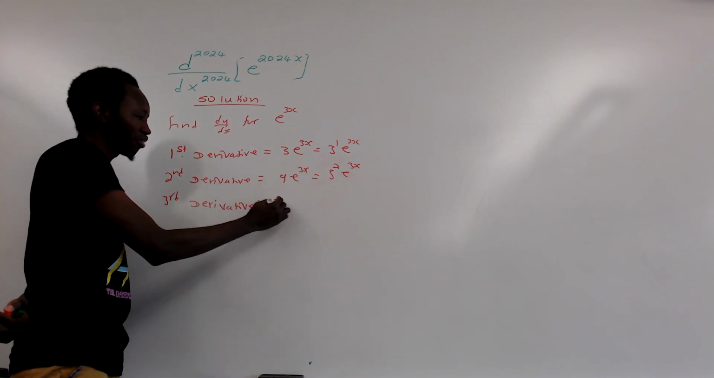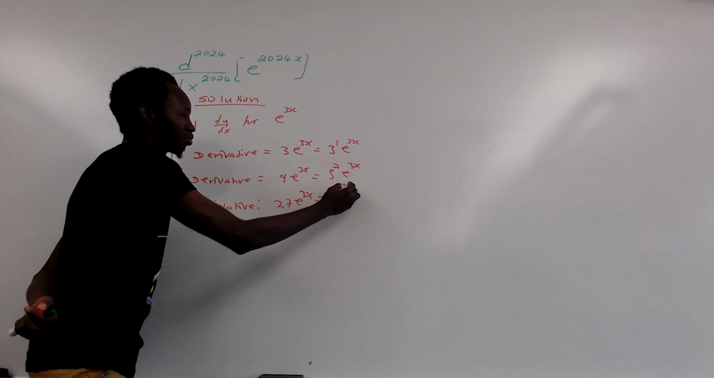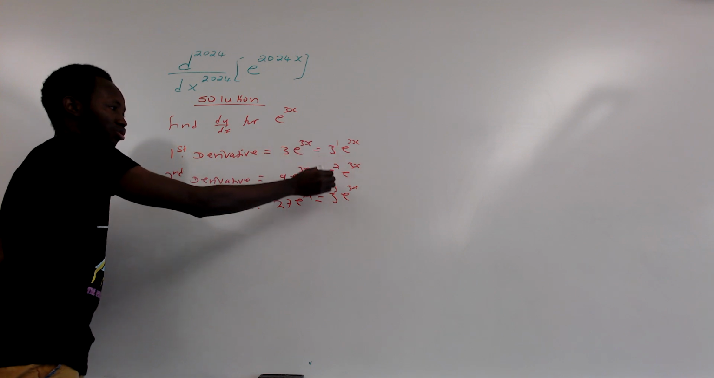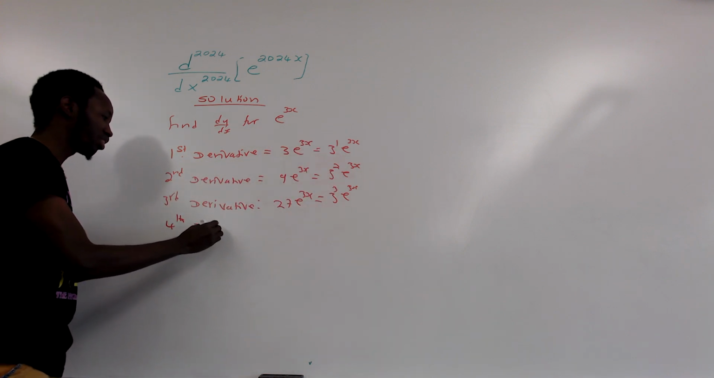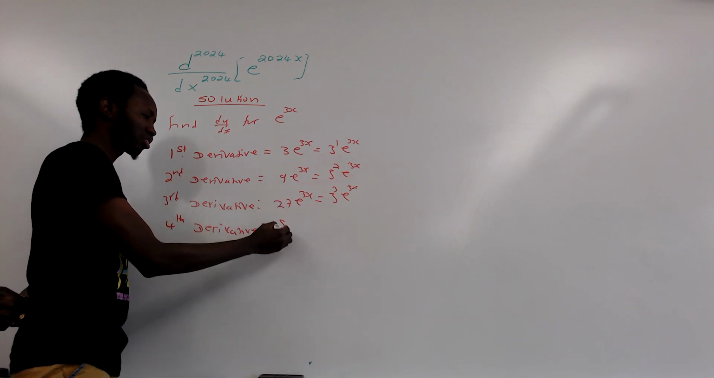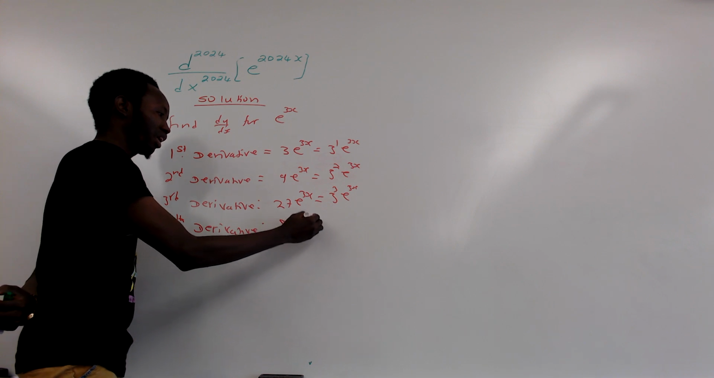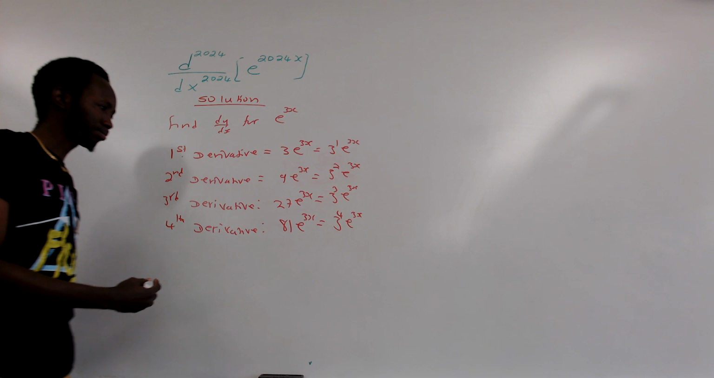If we find the third derivative as well, let's see what we are going to have. We multiply 3 times 9, which is 27 e raised to 3x, which can be written as 3 raised to 3 times e raised to 3x. You see the pattern? 1, 2, 3, and so on. So if we do it again, the fourth derivative of this same function is 3 times 27, which is 81 e raised to 3x, and 81 can be written as 3 raised to 4 times e raised to 3x. You see? We can continue.